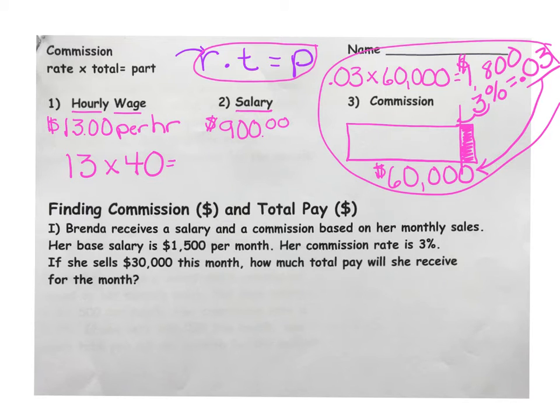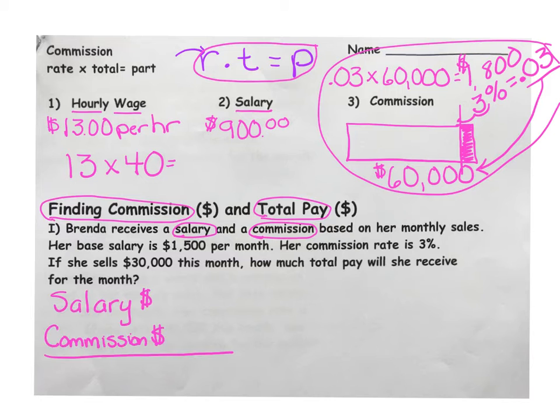Let's take a look at a problem where a salesperson earns commission, plus they also receive a set fixed salary. Please take notes in your notebook as we look at this first problem. It states finding commission and total pay. Brenda receives a salary and a commission. So she is going to get a salary plus a commission. So when we figure out what her salary is and what her commission is, we're going to add them together.